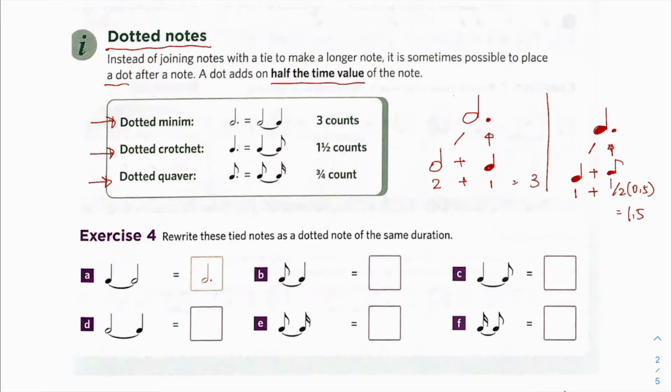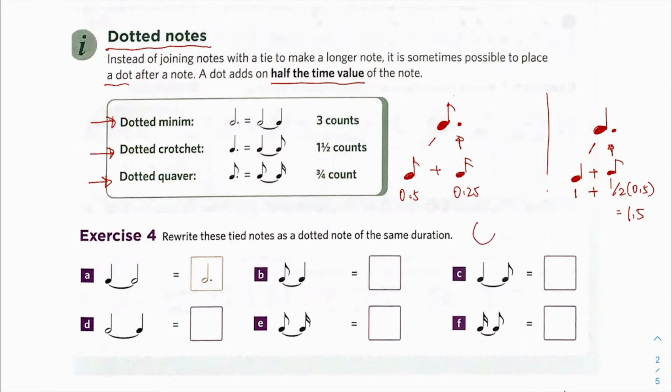Next, dotted quaver. Okay, let me first erase this. Dotted quaver is a quaver with a dot. The quaver itself is 0.5 count, and the dot adds half the value of a quaver, which is 0.25, a semi-quaver. So a dotted quaver is the same as a quaver plus a semi-quaver.